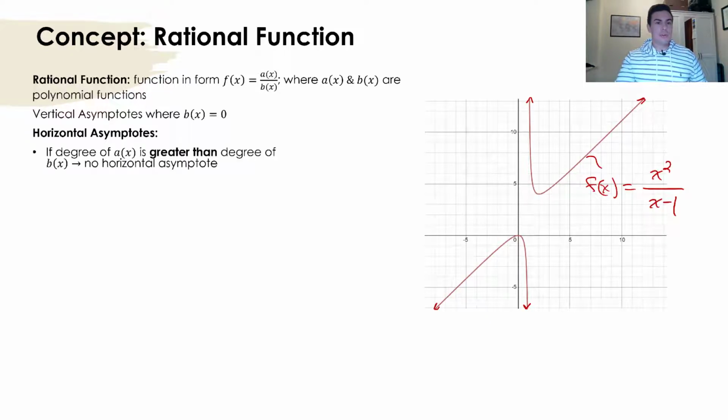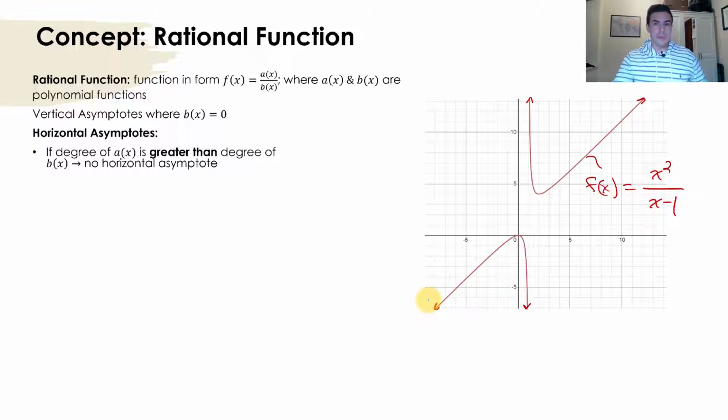If the degree of a is greater than the degree of b, so if the degree of my numerator is greater than the degree of my denominator, we have no horizontal asymptote. Here we can see the graph of x squared over x minus 1. We don't have a horizontal asymptote. Again, a horizontal asymptote is showing us end behavior.